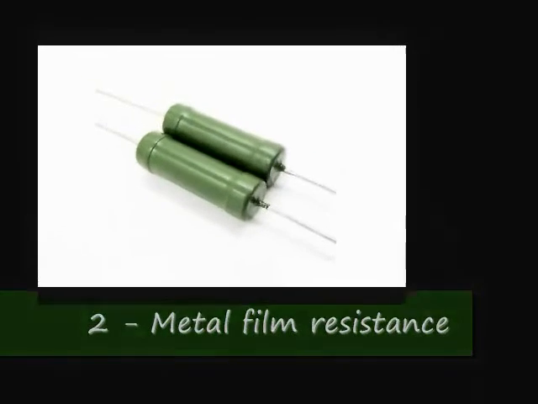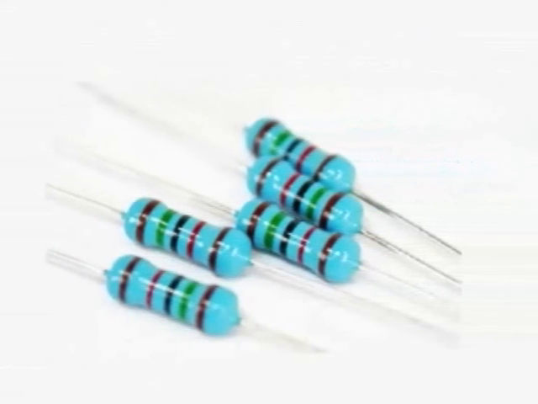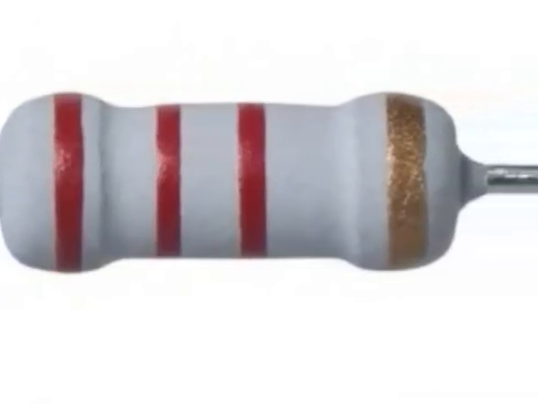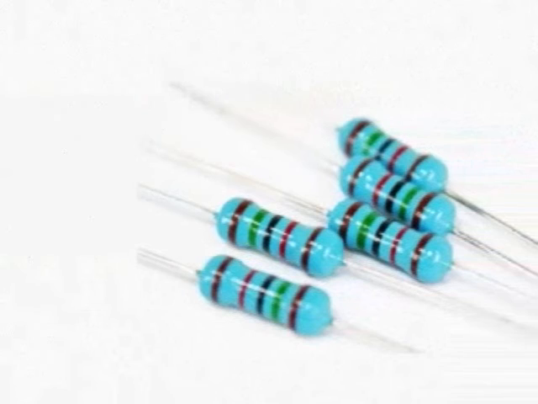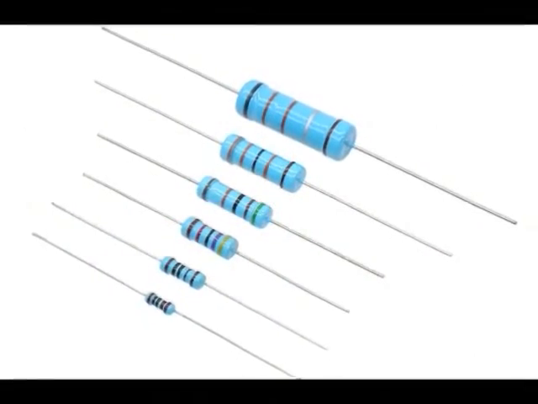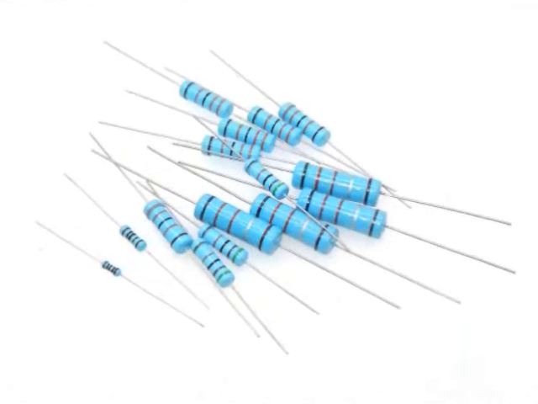Two. Metal film resistance. Compared to carbon film resistors, metal film resistors have higher temperature stability and lower noise. Also, these types of resistors are more suitable for high-frequency or radio frequency applications. Compared to metal film resistors, metal oxide resistors have higher surge current and better temperature tolerance.